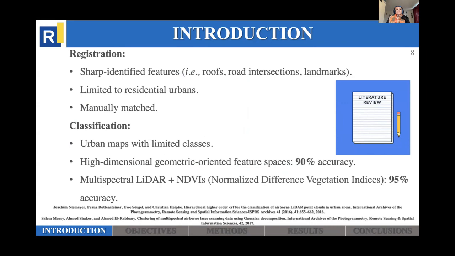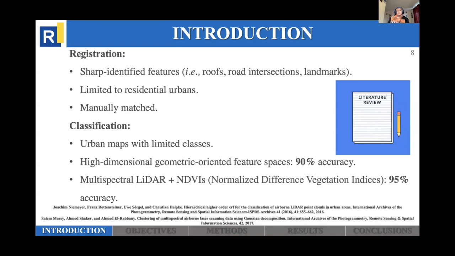The previous studies tended to use sharply identified features such as roofs or road intersections as control primitives, which are of course limited to residential urban areas, and they were manually used to match or pair up these primitives.